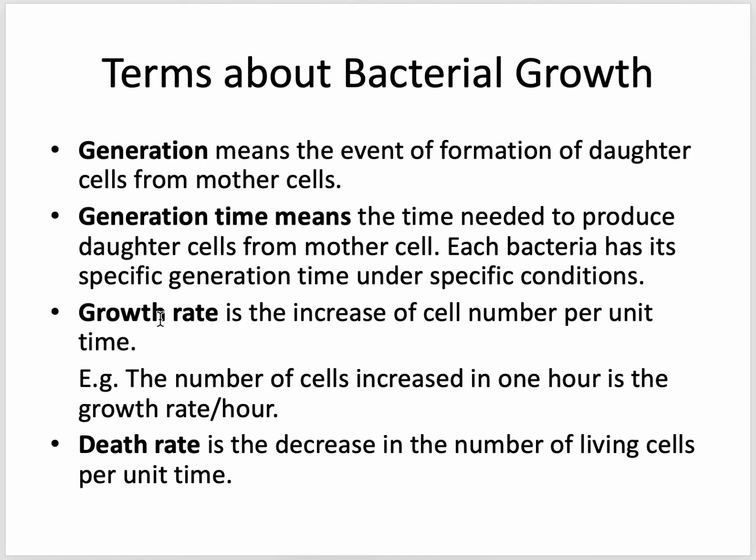Then growth rate. What is growth rate? Growth rate is the increase of cell number per unit time. We can define it per hour, like how many cells increase in 1 hour, or how many cells increase per day. So growth rate is the increase of cell number per unit of time. Then death rate. Death rate is just the opposite of growth rate. Death rate is the decrease in the number of living cells per unit time.